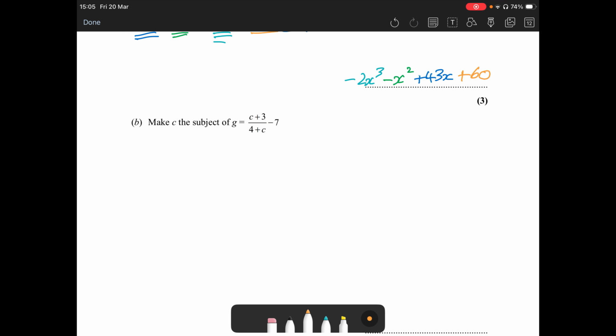Make c the subject. Okie dokie, let's do that. All right, firstly, move the 7 over. So start with g plus 7 equals that fraction. All I've done is move the 7 over, made it negative. Now what you want to do is get rid of fractions entirely. We're going to times by 4 plus c, use brackets here on both sides. You're allowed to do this.